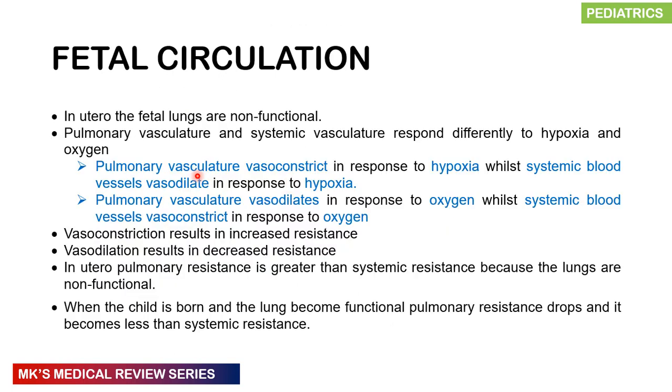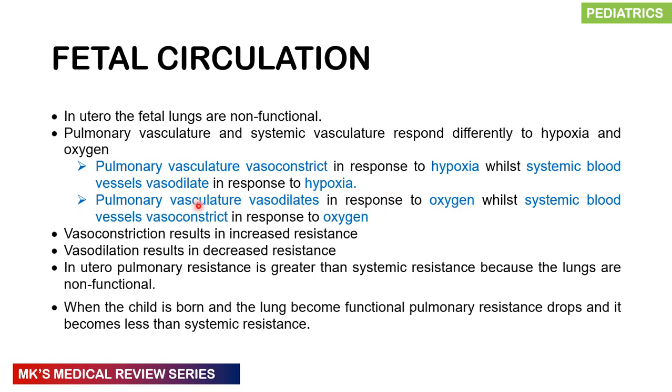So remember, like I said, in utero, the fetus has non-functional lungs. The pulmonary vasculature and the systemic vasculature are going to respond differently to hypoxia and to oxygen. Pulmonary vasculature vasoconstricts in response to hypoxia, whereas the systemic blood vessels are going to be vasodilating in response to hypoxia. The opposite is true when you have a lot of oxygen. So the pulmonary vasculature is going to vasodilate in response to oxygen, whereas the systemic blood vessels are going to vasoconstrict to prevent, of course, oxygen-related damage. You can form free radicals that can damage the tissue. So even too much of anything is bad.